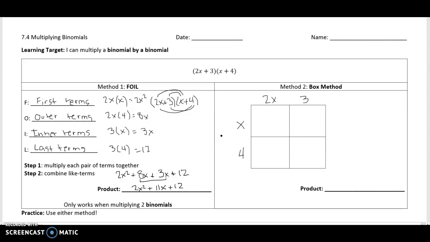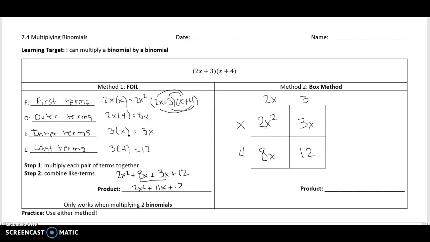Okay? Very similarly to what we did in FOIL, you're just going to multiply. It's kind of like a Punnett square in bio. A lot of you guys have been doing that, so this probably looks pretty familiar. So here we would do 2x and x together, which multiplication would give me 2x squared. Move over to the top right, you do 3 and x because they collide here to give me 3x. 2x and 4 would give me an 8x, and then 4 times 3 would give me 12.